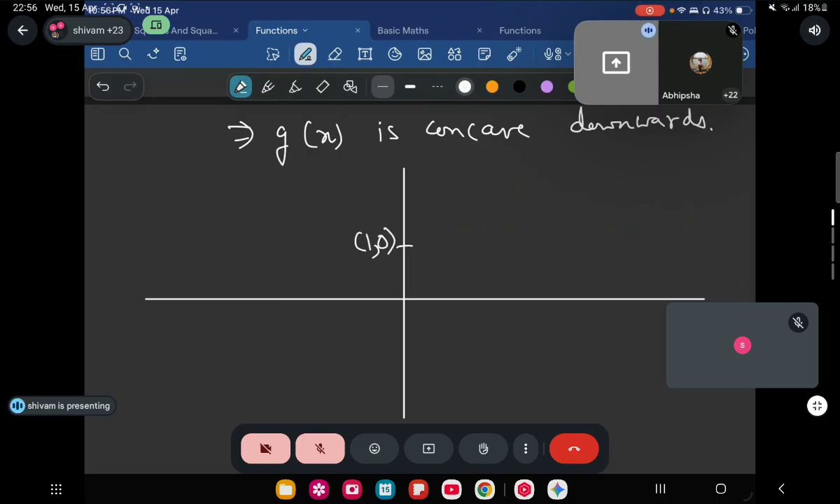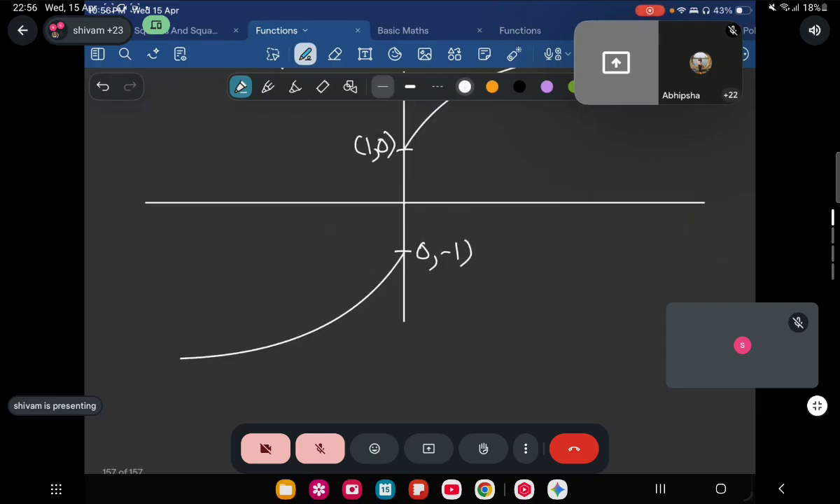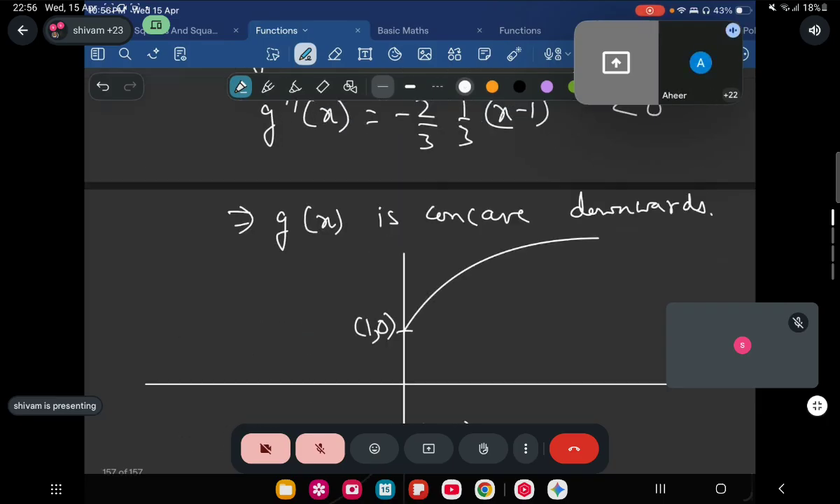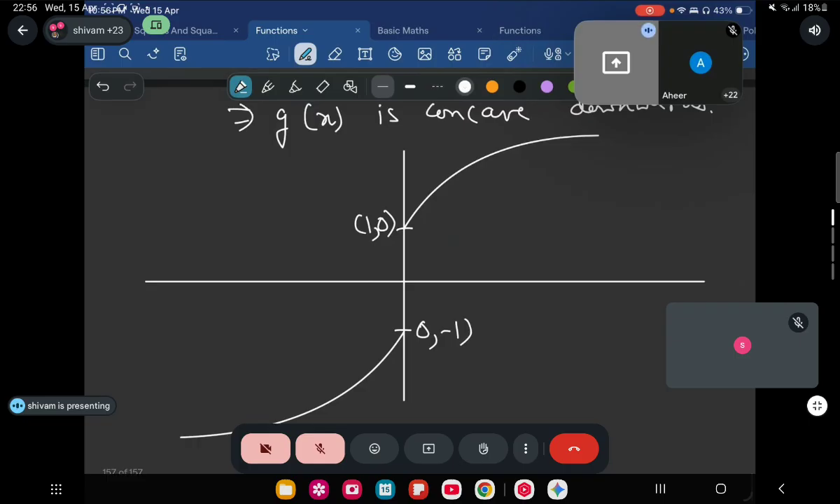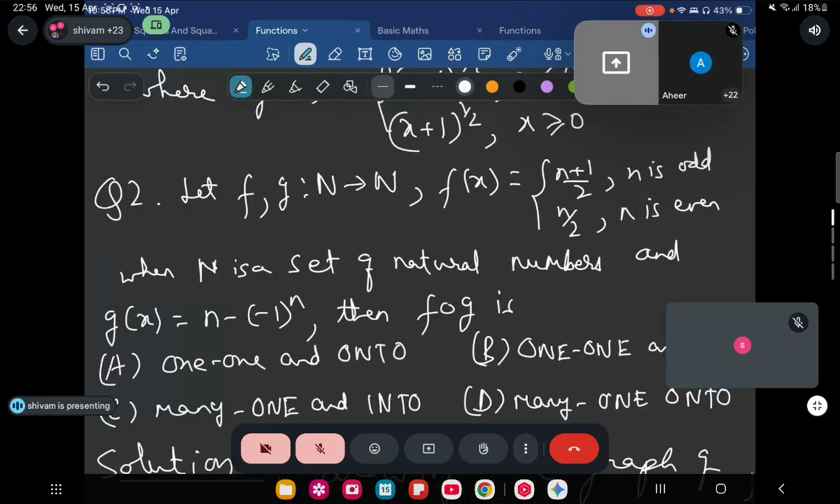Okay, this point is 1 comma 0. This is how the graph is going to look like. Okay. And from 0 to 0 comma minus 1, the graph is going to look somewhat like this. Okay, is the function continuous or discontinuous? What do you think? Discontinuous, sir. Okay. So I hope you have understood. This is the graph of g of x.